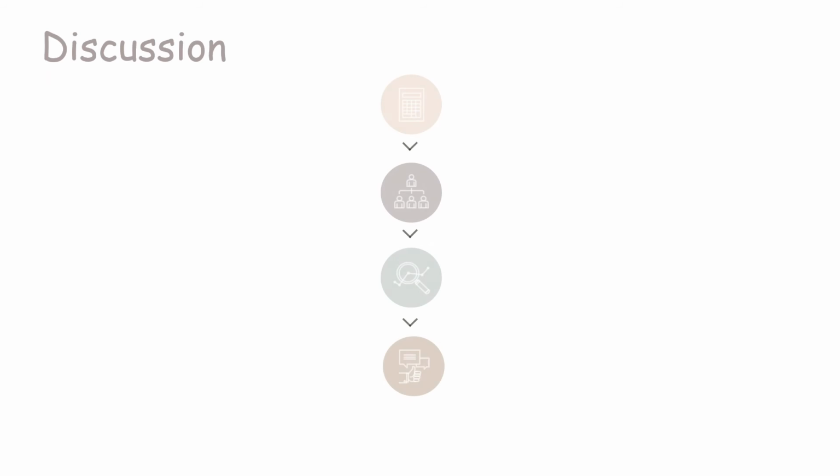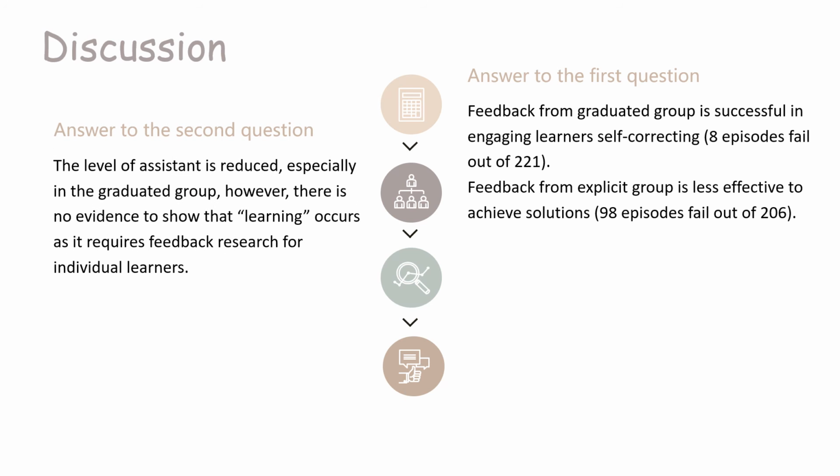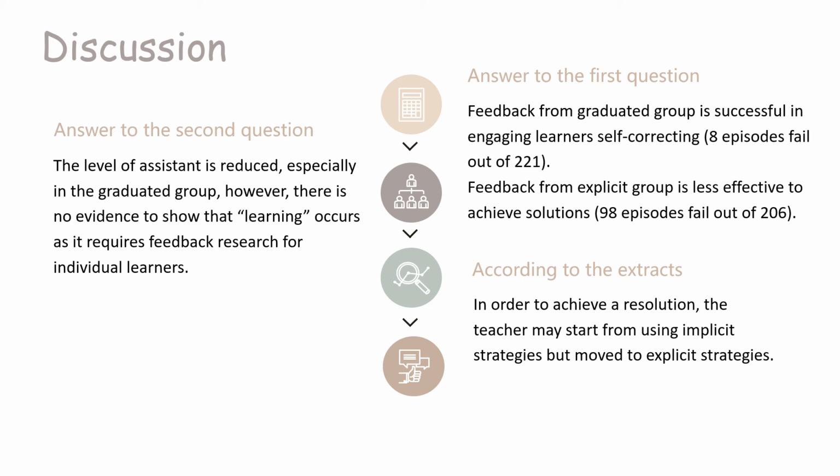So let's move on to the next section, the discussion part. This result answers the 2 research questions. One is that for the graduated group, the self-corrected feedback is more successful, and the explicit group is less effective at achieving solutions. As for the second question, it shows that the level of assistance is reduced, especially in the graduated group. But as mentioned before, it couldn't prove that learning occurred, on account of the insufficient research on individual learners.